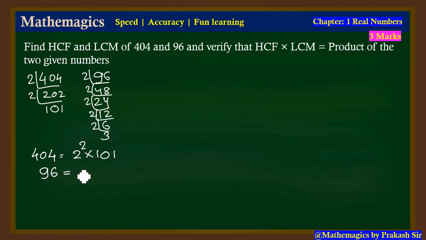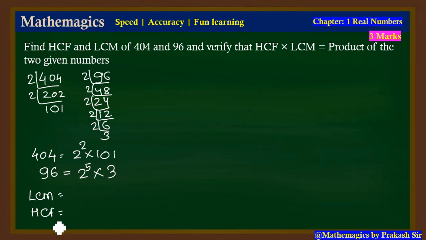96 is all about 2 to the power 5 multiply 3. So here now we are in the condition to verify the answers. Now we can say what is the LCM and what is the HCF. So at first we are calculating the HCF.